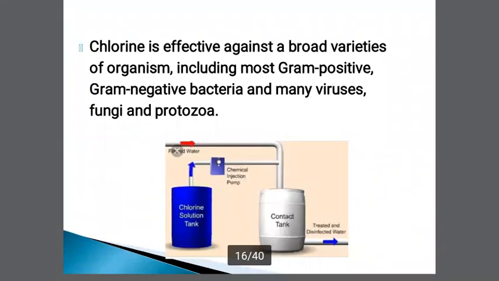Chlorine is effective against broad varieties of organisms, including most gram-positive and gram-negative bacteria and many viruses, fungi, and protozoa. The disinfection of water, how it is done, is shown in the picture.